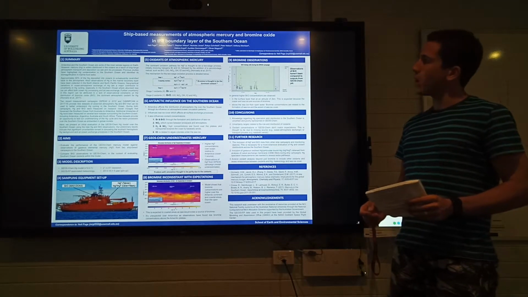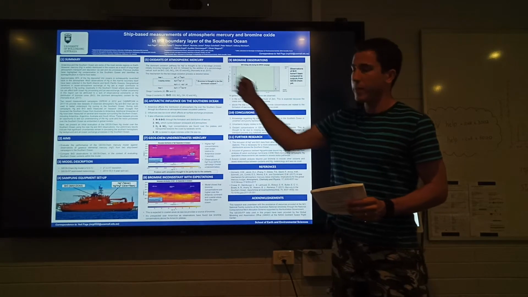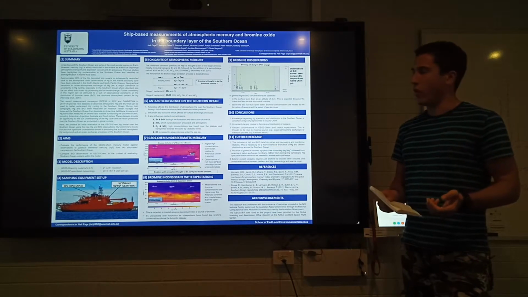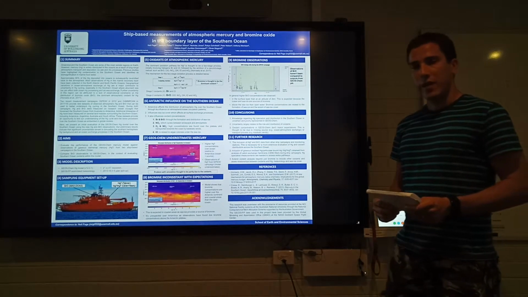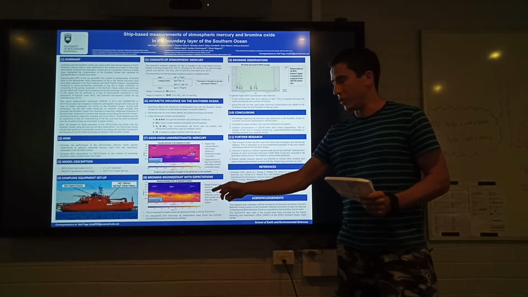Now, the mechanism for the oxidation of atmospheric mercury is shown up here. It is thought that the dominant oxidant of atmospheric mercury is bromine. So, the next thing I wanted to do was assess how GEOS-Chem simulates the distribution of bromine in the model.